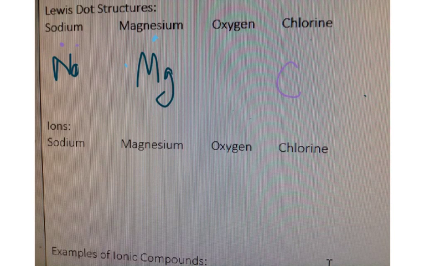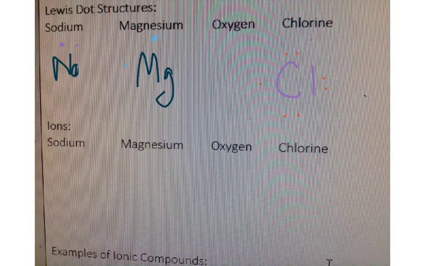All right, now we're going to deal with chlorine. Chlorine's symbol is Cl, and it has 7 valence electrons. So it would be 1, 2, 3, 4. Now I need to partner them up. 5, 6, 7. So this one would have 3 lone pairs and 1 lone electron.